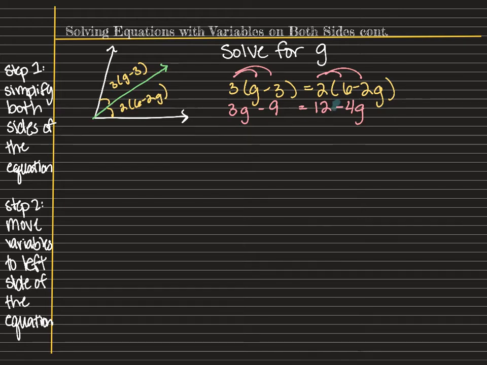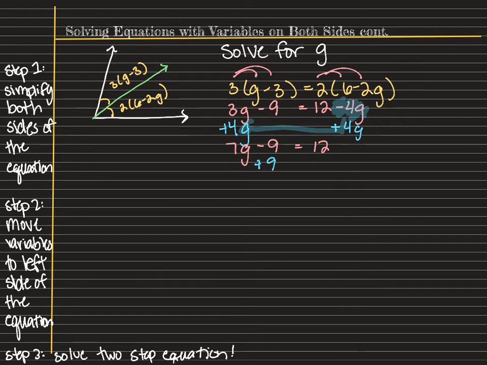Okay, so on the right side I have this minus 4g, and I want to move it to the left, so I'm going to add 4g to both sides. By doing that, I'm going to cancel that 4g out on the right side, and I'll be left with 7g minus 9 equals 12 on the left side. And now I want to solve my two-step equation because I have two terms, 7g and negative 9, on my left side. And I'm going to use inverse operations to get rid of those two terms and be left with just g.